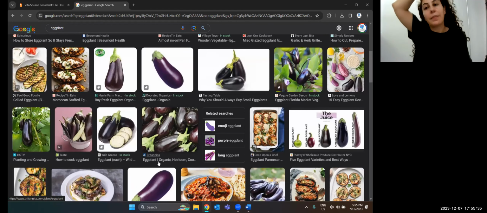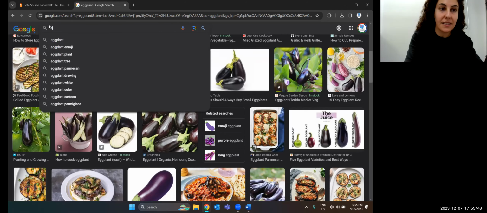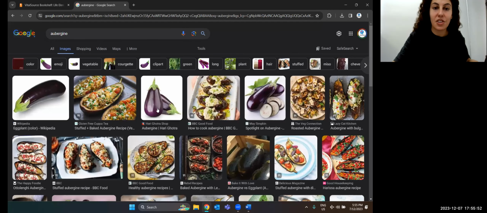Eggplants. Now in the USA, or in British, I think they call them aubergines. So this has another name. In Australia, we call them eggplant, but they are also known as aubergine. Okay, so 2 different words, but in Australia, we say eggplant.